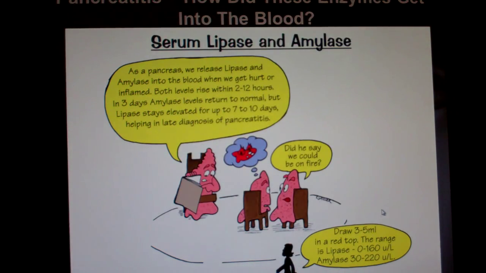This little drawing just explains lipase and amylase a bit. Pause a second to read it if you want. I'm not going to pause on here very long.